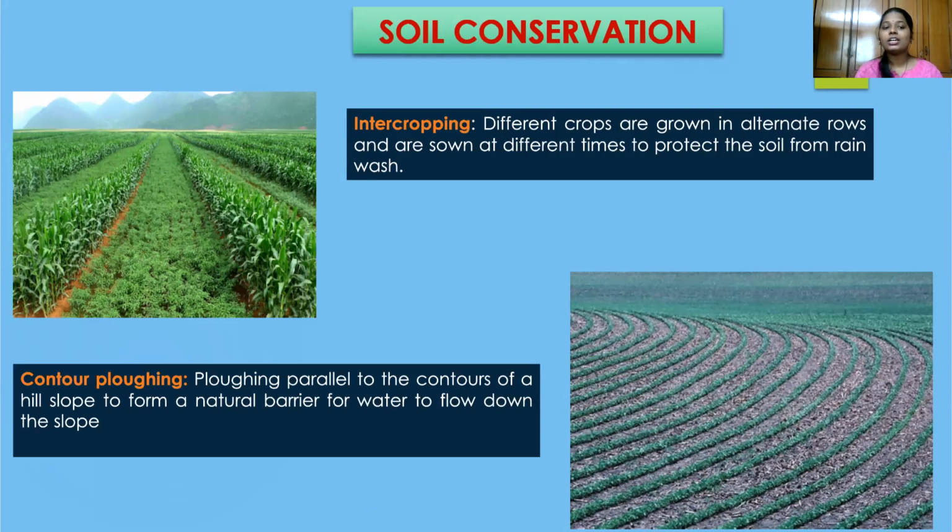And then we have contour plowing. When we are cultivating or plowing the crops according to the contour, which is the elevation, right? It is an imaginary line which depicts the elevation. So when we cultivate according to the contour, that is contour plowing, and it acts as a barrier that will slow down the soil erosion.